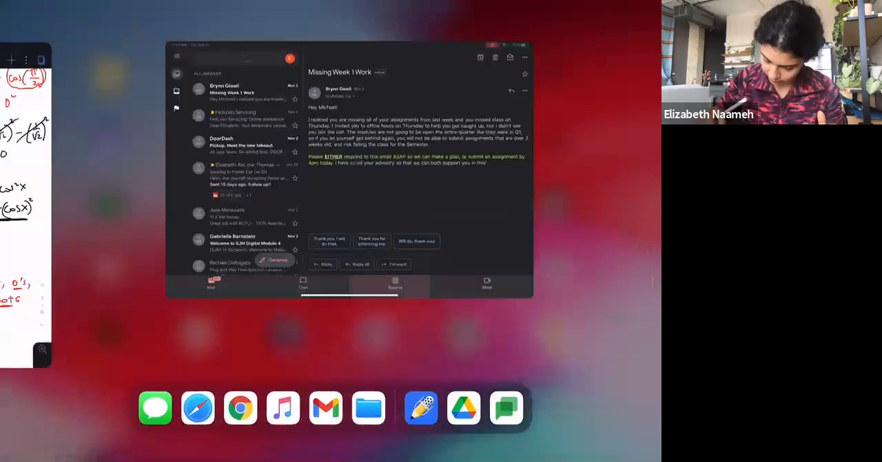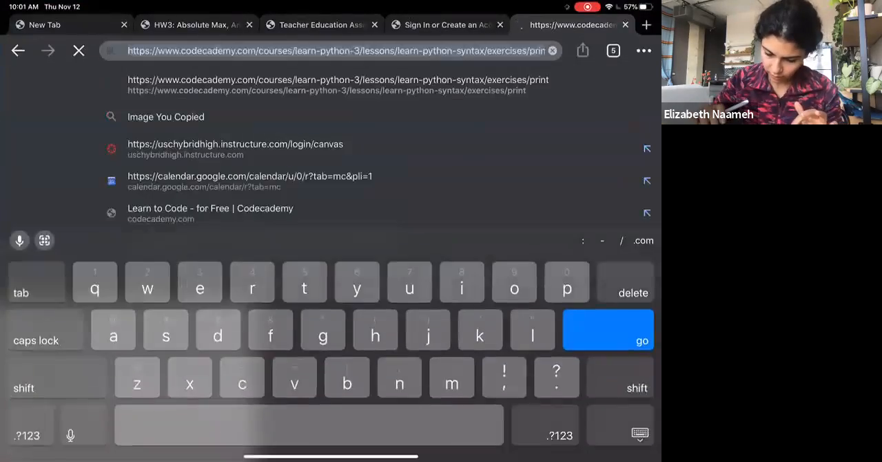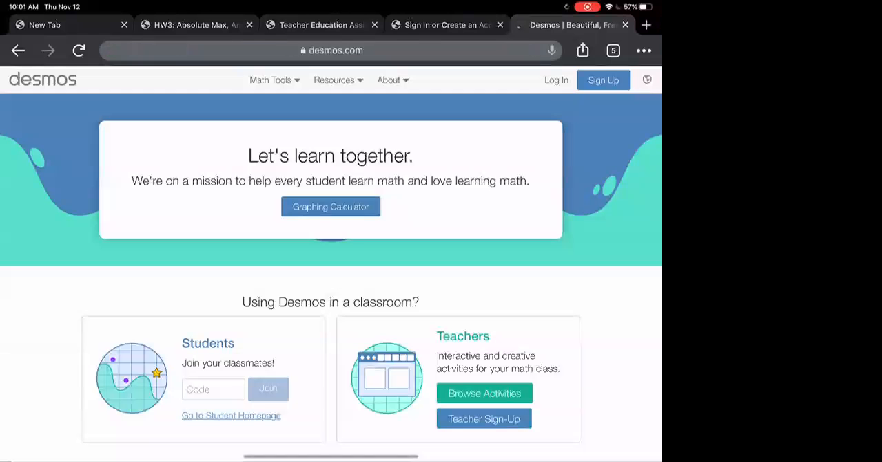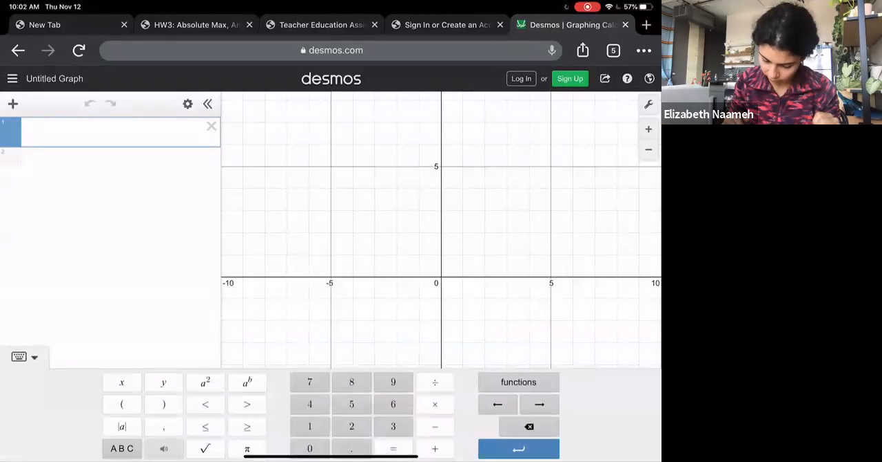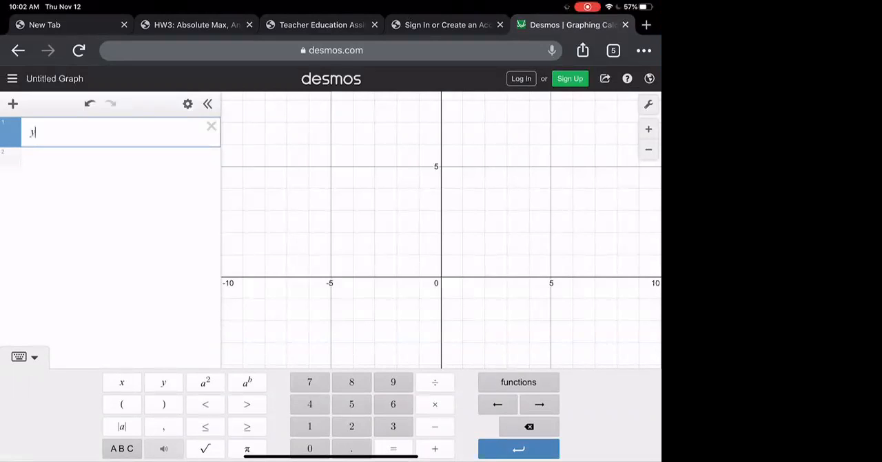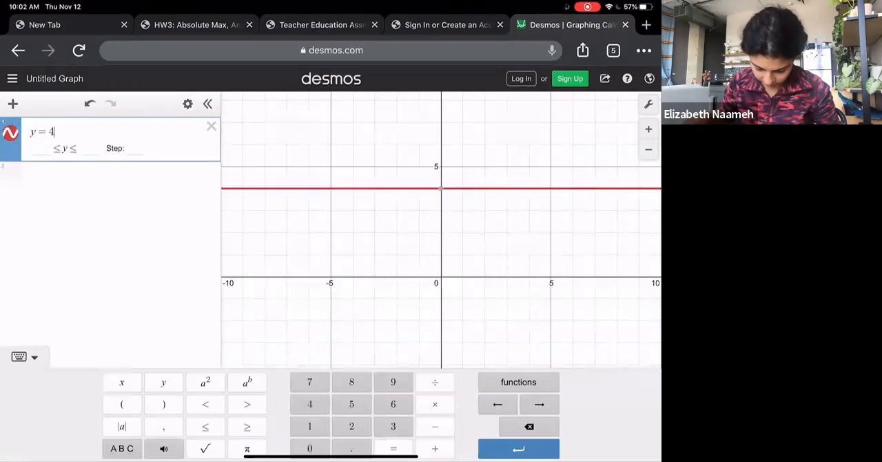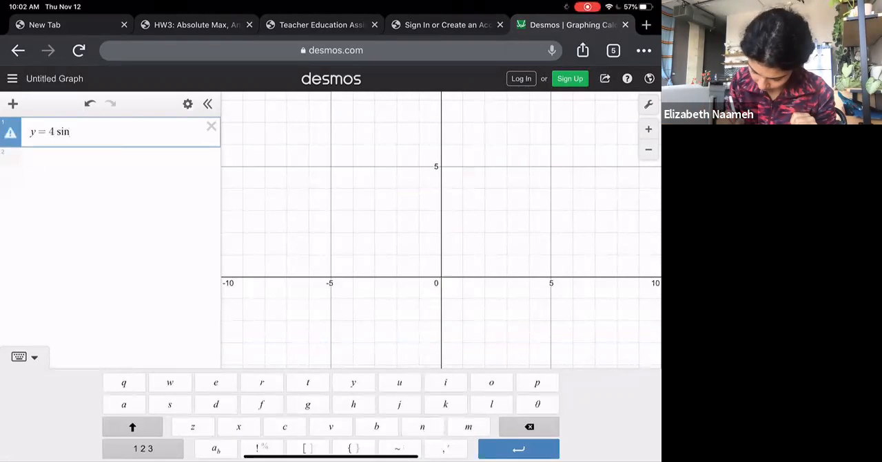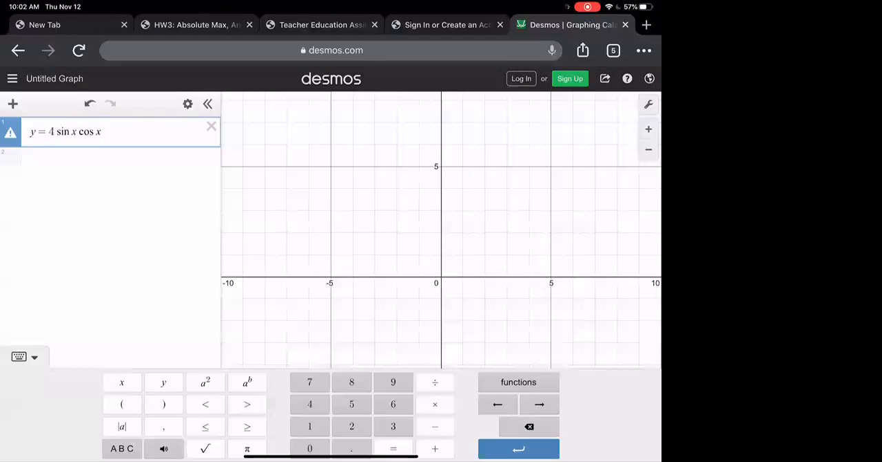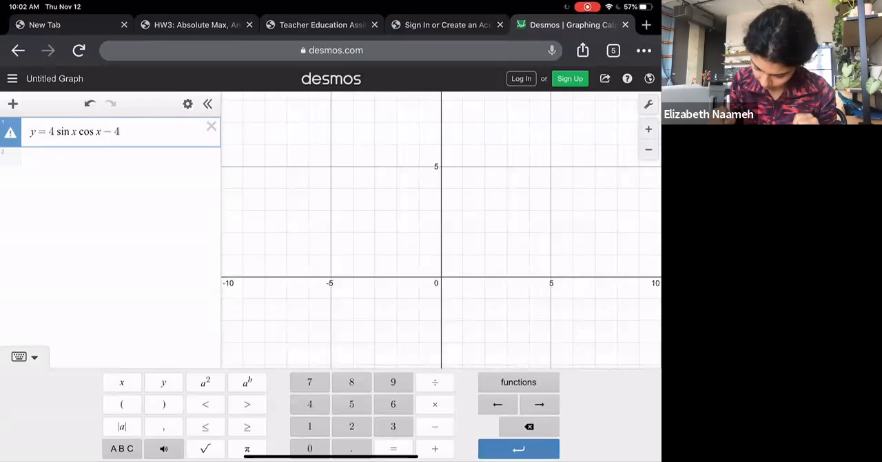Wait, that's not Desmos. Okay, let's go to desmos.com. And can somebody read to me the equation that we just had? It was like 4 sine x cosine x. How am I going to type sine? Maybe like this. Sine x. Okay, cool. And then cosine x minus 4 over pi. 4 divided by pi.